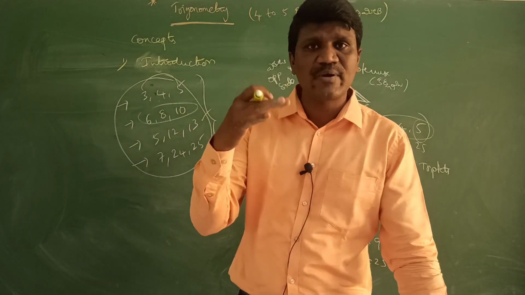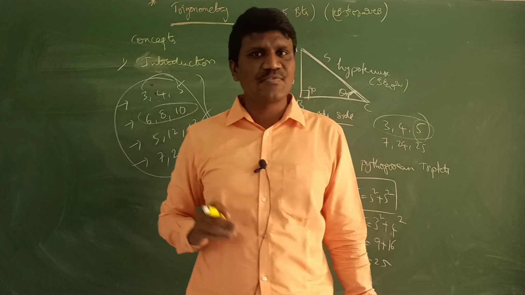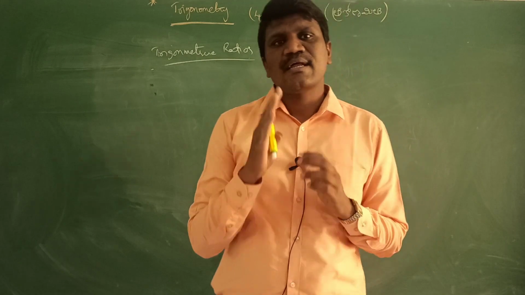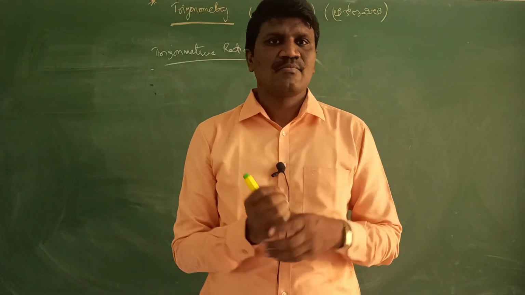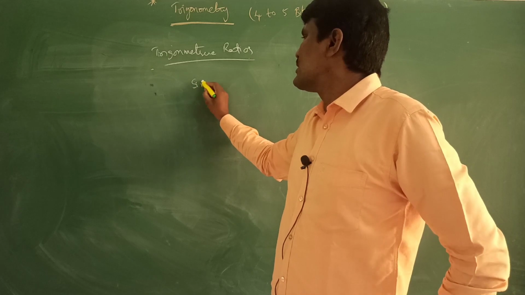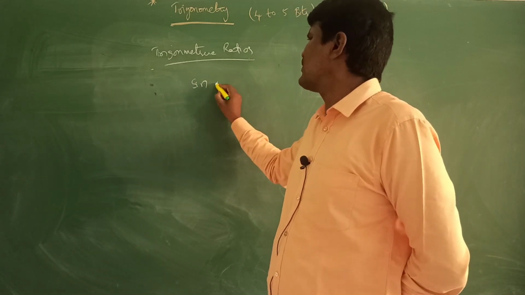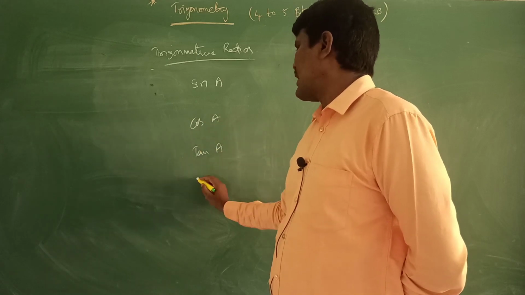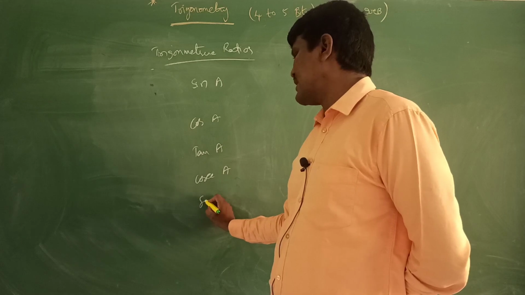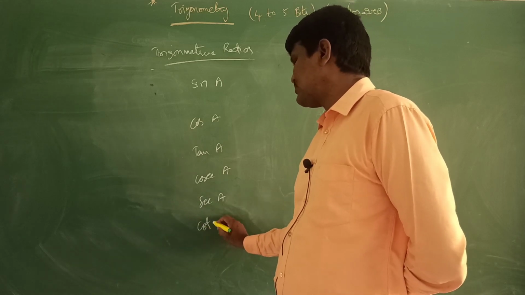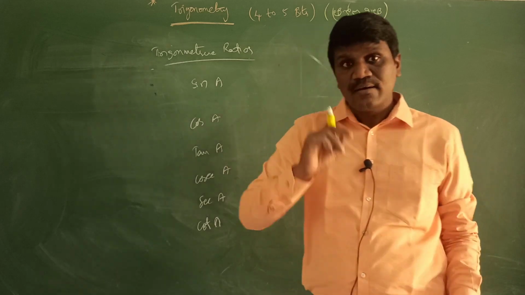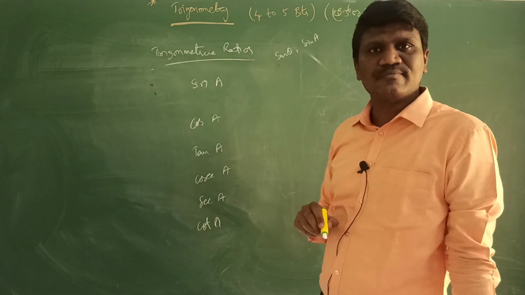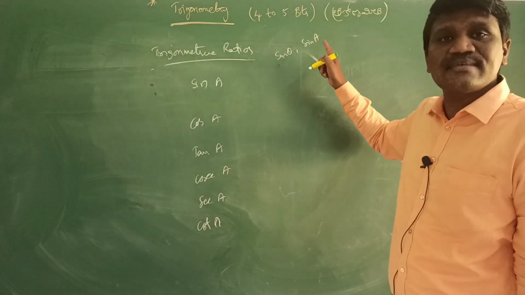Now let us see what the trigonometric ratios are. Based on the sides, we know what ratios we have. As we know, there are 6 trigonometric ratios. One is the sine ratio. In fact, you will write sin A, cos A, tan A and cosec A, sec A and cot A. So what is the difference between sin theta and sin A?